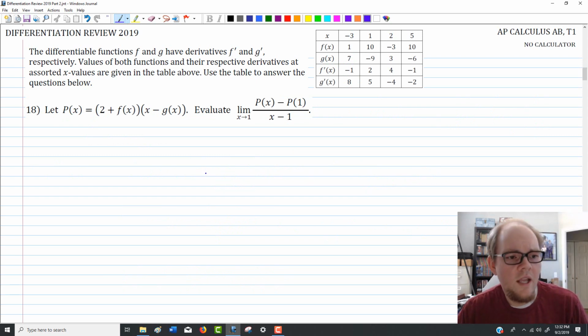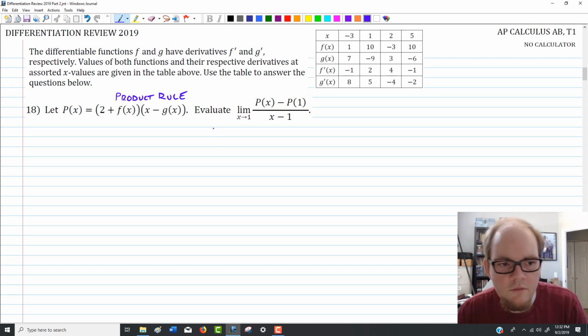That brings us to question 18. Question number 18 is called P, which should make you think of the product rule. And in fact, when you look here, we see we've got something times something else. So I'm thinking, in fact, we are going to need the product rule. And once again, it's going to be kind of the same strategy as before.